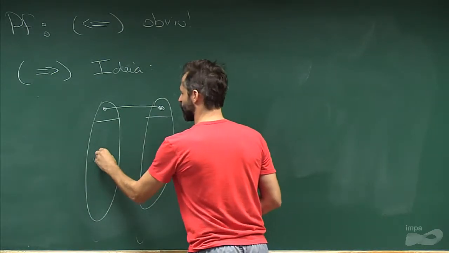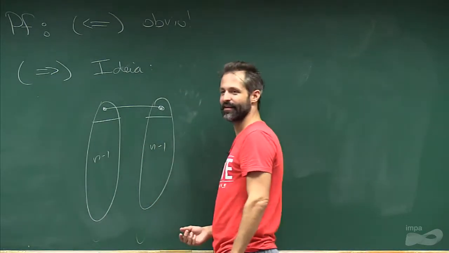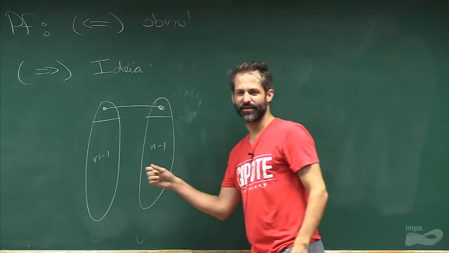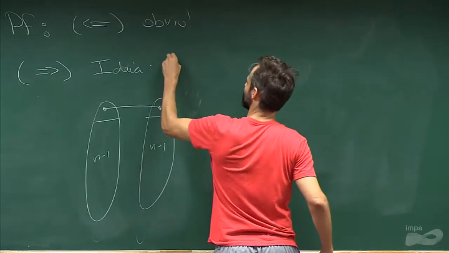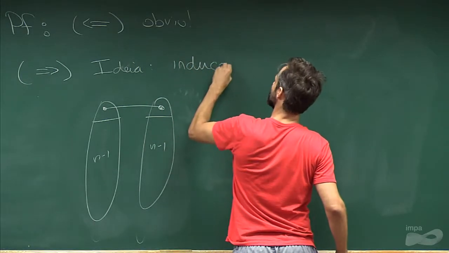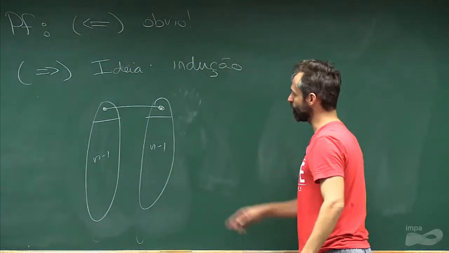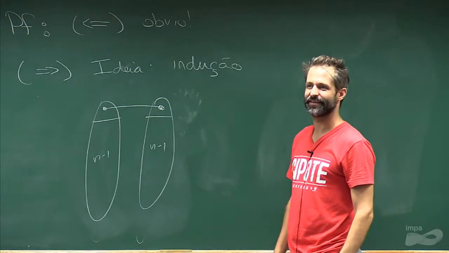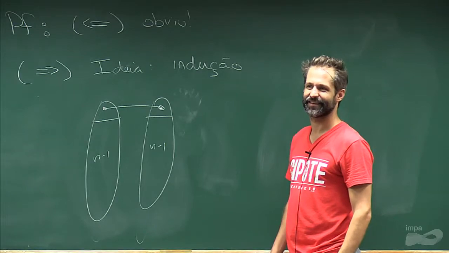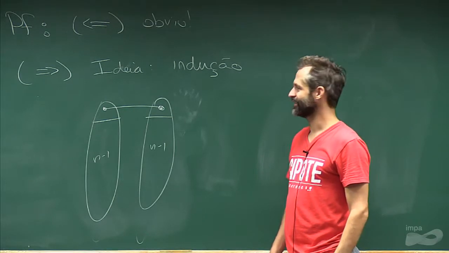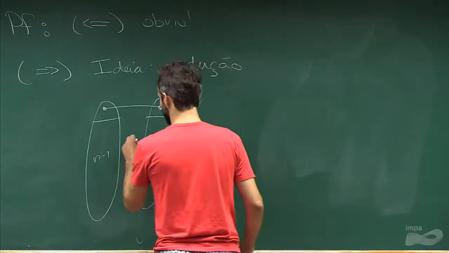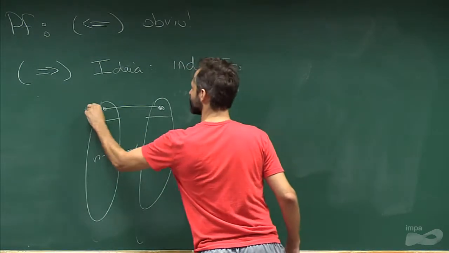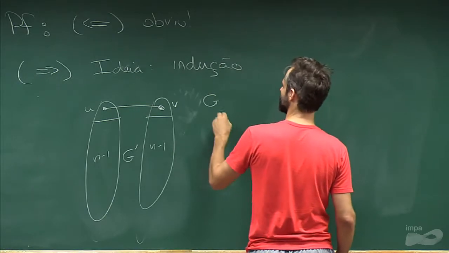And then you've got n-1 vertices here and n-1 vertices here. And hopefully we've got a matching here. So why do we have a matching here? Induction. And why does Hall's condition hold here? So this is G prime, let's say. So take out U, take out V, its neighbor.